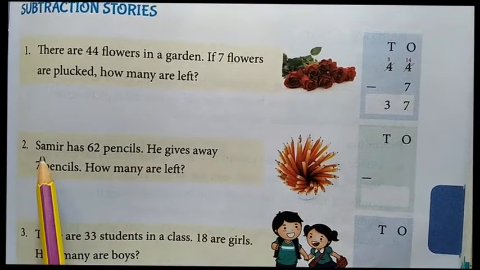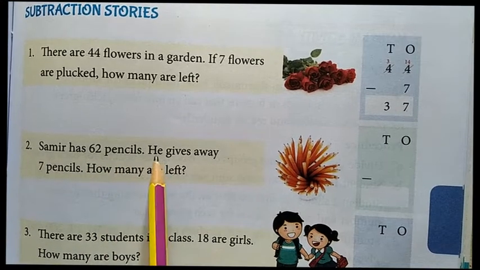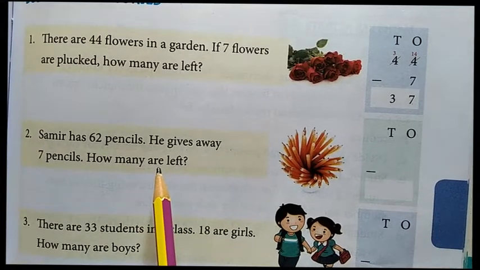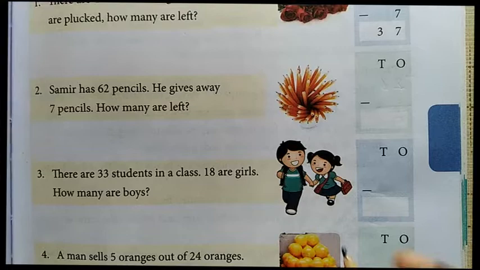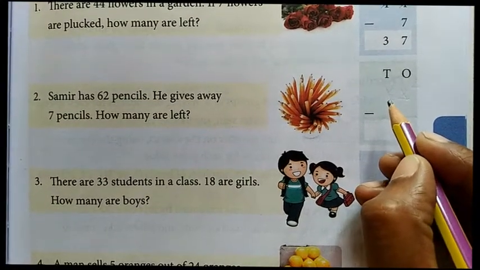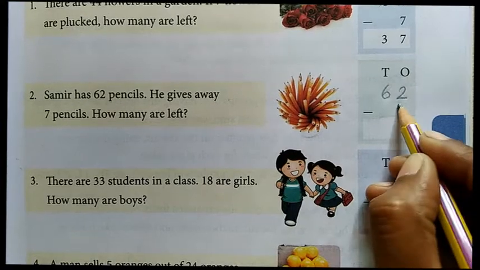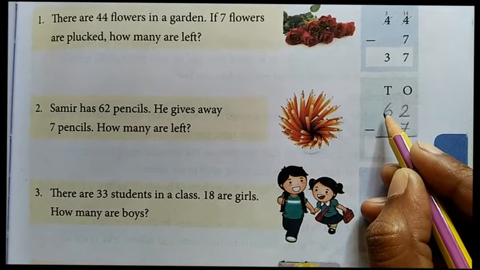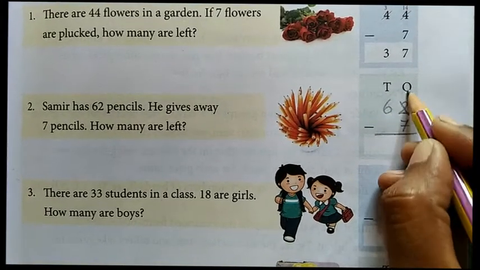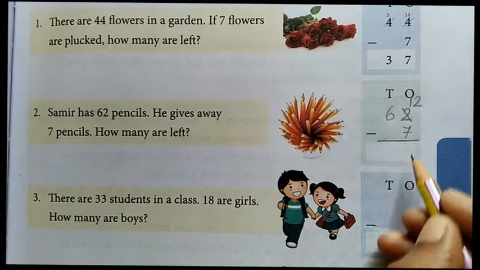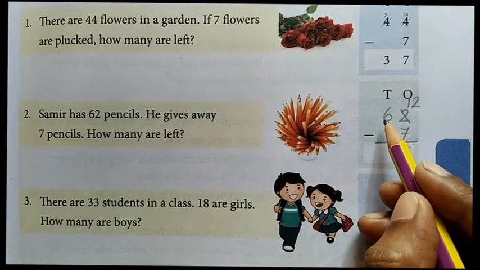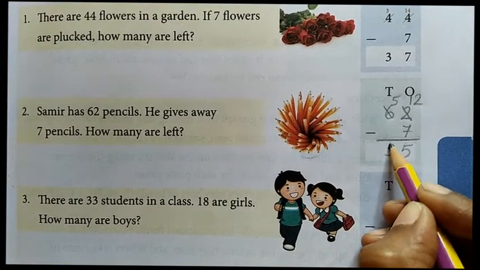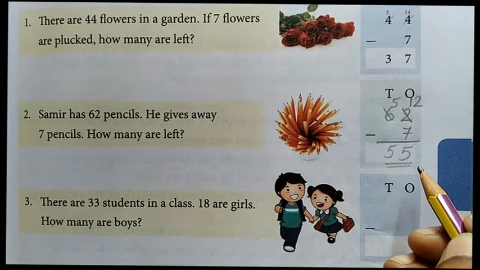Then next question. Samir has 62 pencils. He gives away 7 pencils. How many are left? Here we have to find how many pencils are left with Samir. Then for finding the answer, we have to subtract these two numbers. That is 62 minus 7. Then first subtract the ones. Since 2 is less than 7, we have to borrow 10 from this tens column and regroup the ones column as 12. Then 12 minus 7, we have 5. Then since 10 was borrowed by this ones column, we have only 5 here. Then 5 minus 0, we have 5. Therefore, 55 pencils are left with Samir.